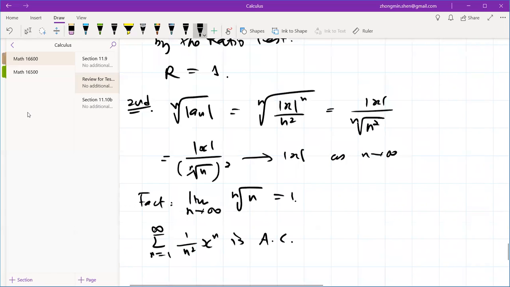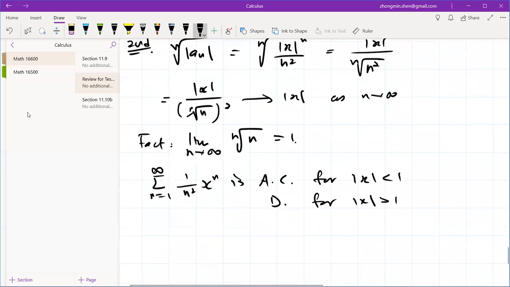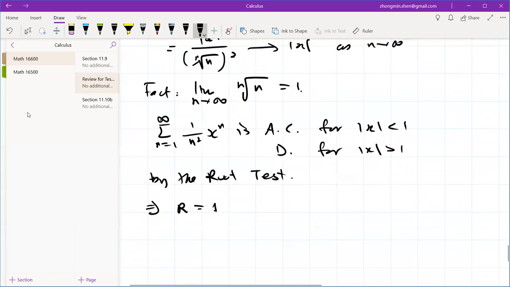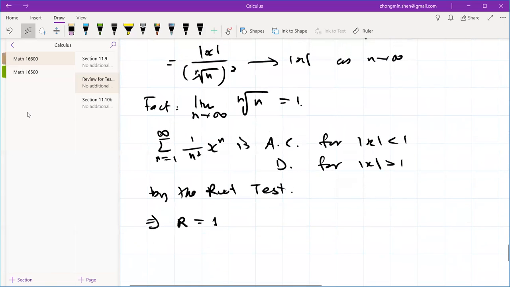is absolutely convergent for absolute x less than 1, divergent for absolute x greater than 1. Okay? Therefore, you have to say that by the root test. Okay? So the conclusion is the radius of convergence is 1. Right? So you can use any of these tests to prove that, to get the radius of convergence. Okay, the radius of convergence cannot be larger than 1 because when absolute x is greater than 1 it is divergent already.